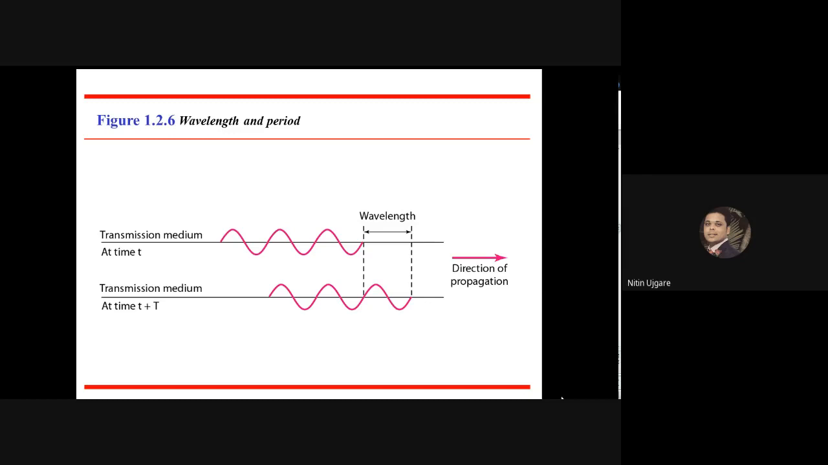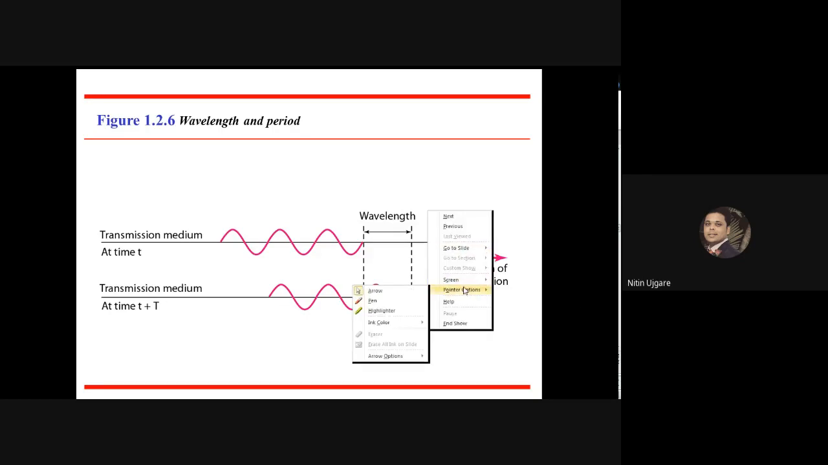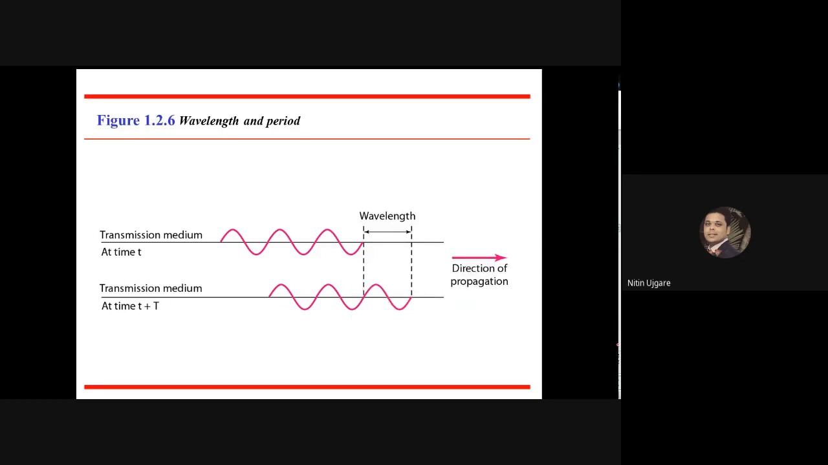Okay, so wavelength is what? Wavelength is basically the distance that a signal travels in one cycle. So what is the distance of one cycle? That represents the wavelength, and wavelength is typically measured in centimeters or in millimeters. Here in this example you can see that this represents the wavelength, and we know that this represents one period or one cycle of this signal. So what is the distance of one cycle?